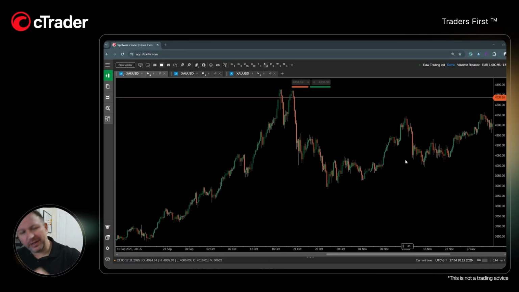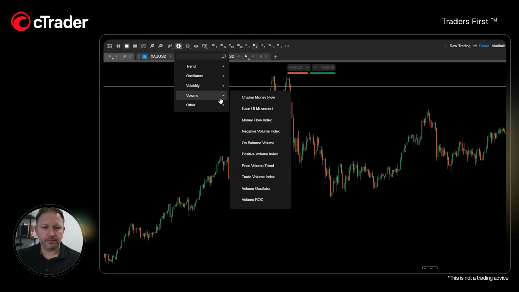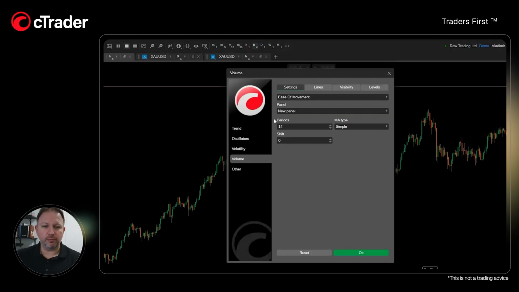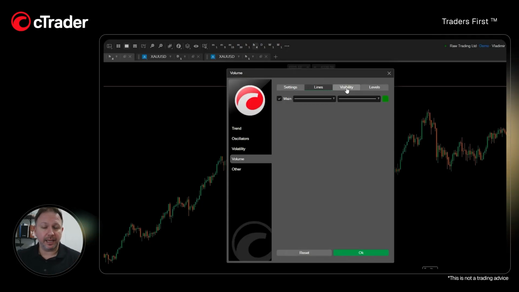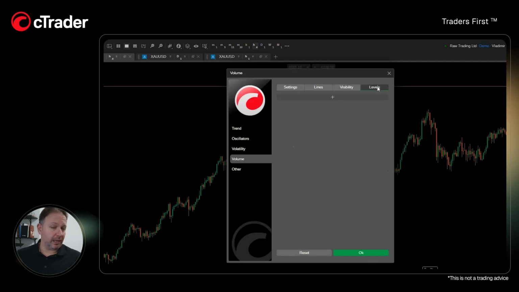Step 1, where do we find this indicator? We go to the indicator section, volume, and the second one from the top is Ease of Movement. It will compare the averages of the last 14 bars by default, the price movement behind these bars and the volume behind these bars, and give us the outputs. You can define the line style and thickness, as well as predefine the visibility, what time frames and chart types you would like.